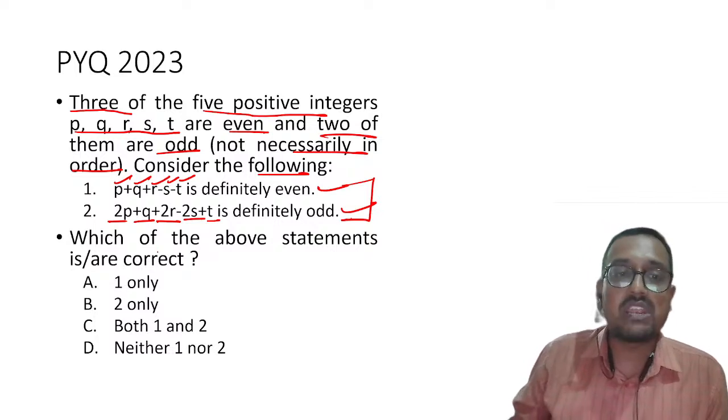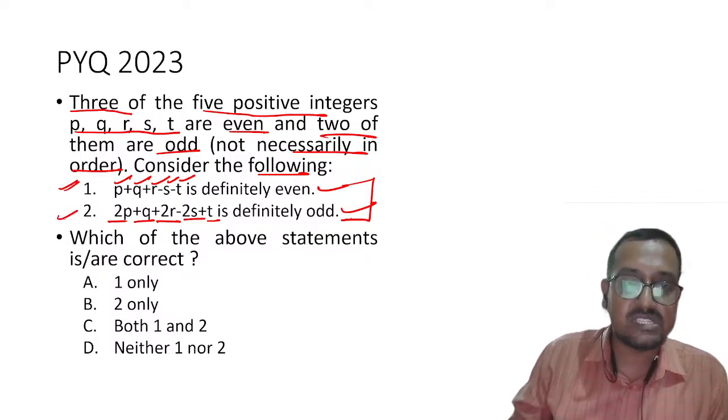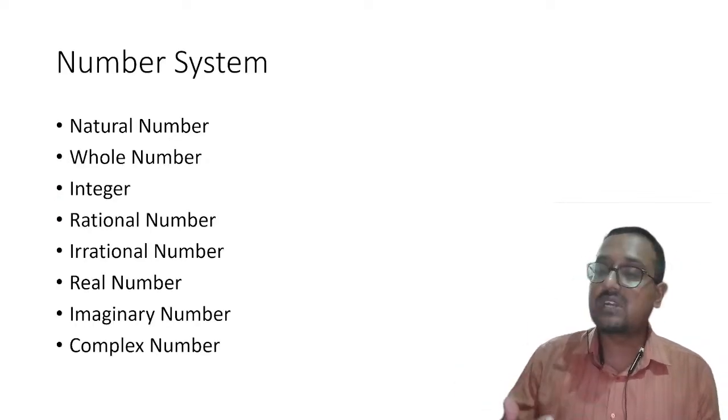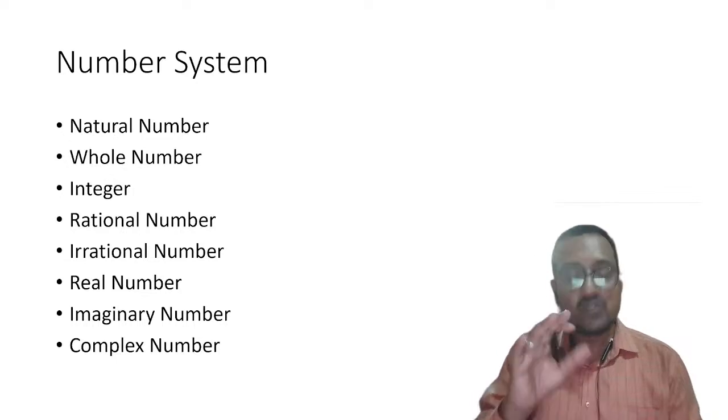Understood? So you have to tell whether the first statement is correct, or the second statement is correct, or both of them are correct, or none of them is correct. Understood? Now let me go towards the basic theory. What is the basic theory?